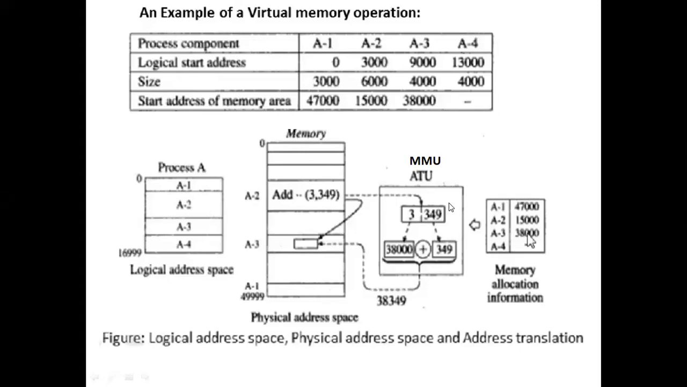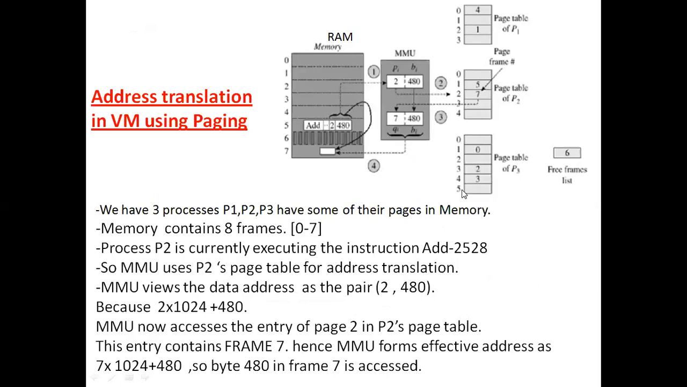The heading for this is the example of a virtual memory operation. It has been explained here along with numerical values for the logical address space and physical address space, and with the address translation done by the MMU or memory management unit, also called the ATU. ATU stands for address translation unit. This is one more figure; its heading is address translation in virtual memory using paging.